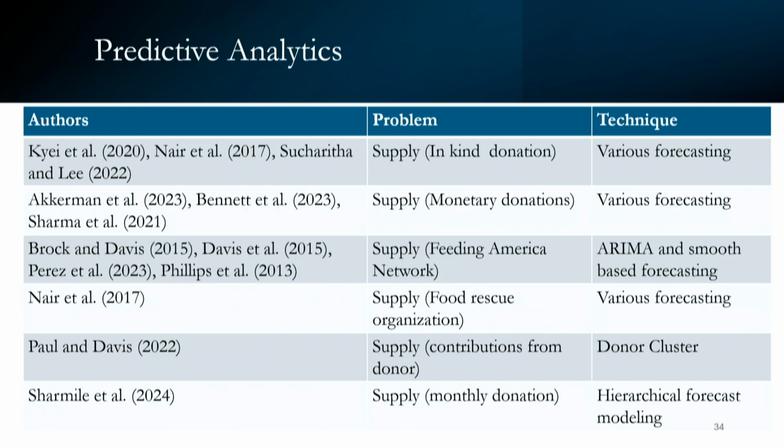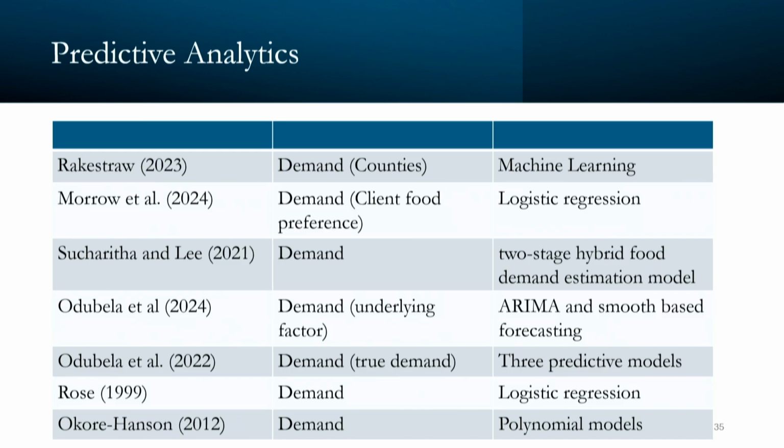Predictive analytics studies align really well with the planning phase of the decision. Predictive models of the available food and the food needs, which correspond to the supply and the demand, provide information for the decision makers of the food bank. So we categorized those papers by the problems they are addressing, whether it's supply or demand, as well as the techniques they utilized in their prediction model.